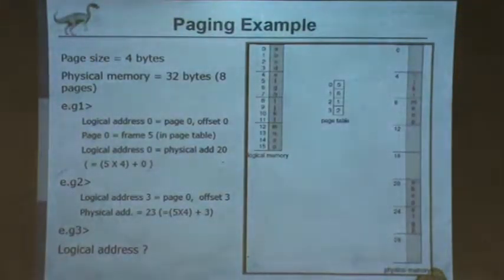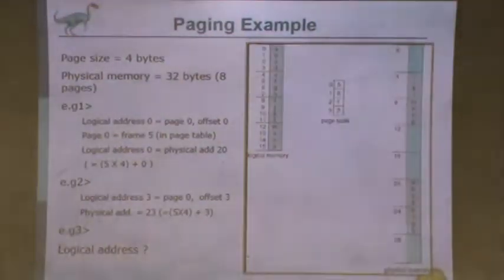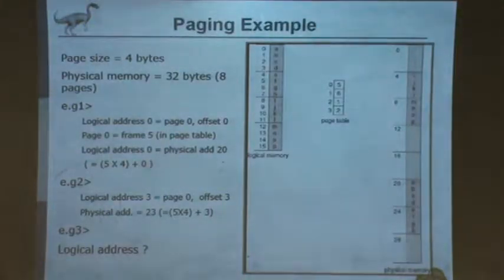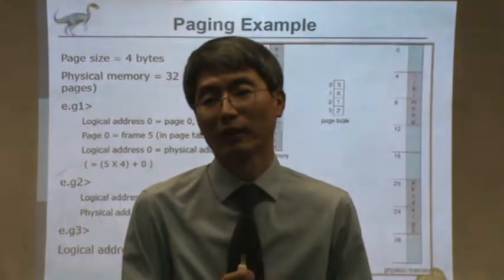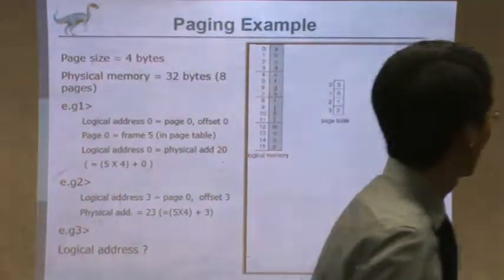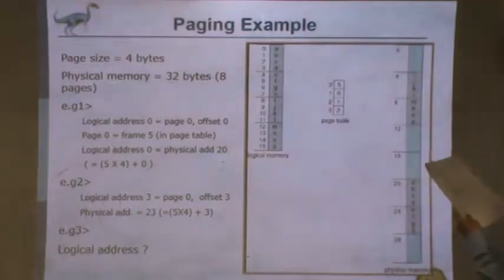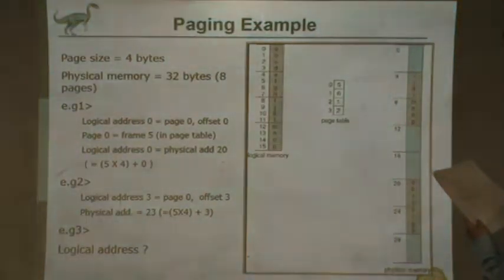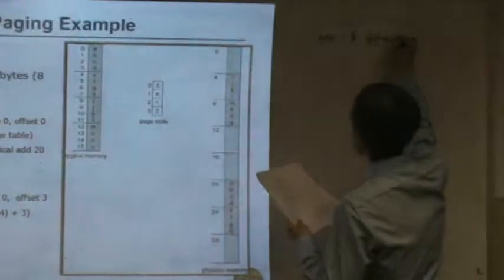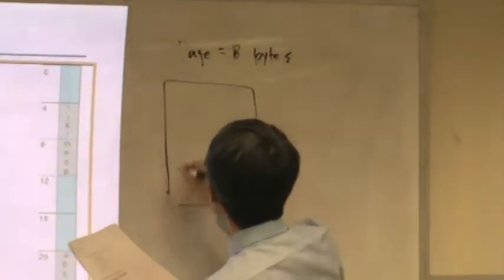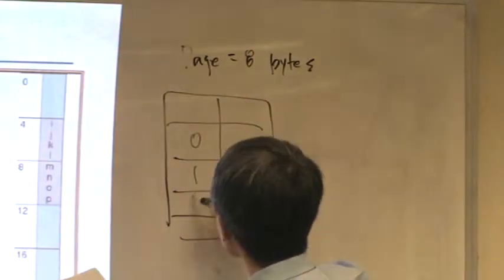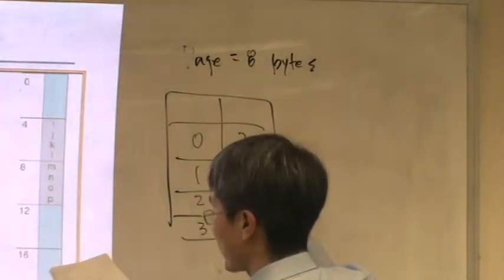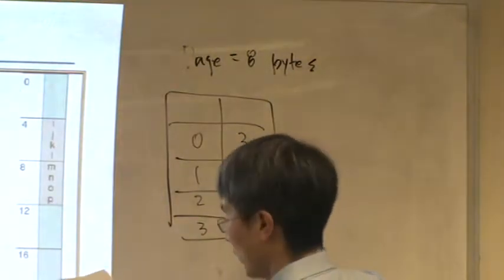Understand this simulation. Okay, so I'm not the only one. Okay. Let's solve the problem together. So the page size is 8, and this is the table: 0, 1, 2, 3 map to 3, 7, 2, 5.